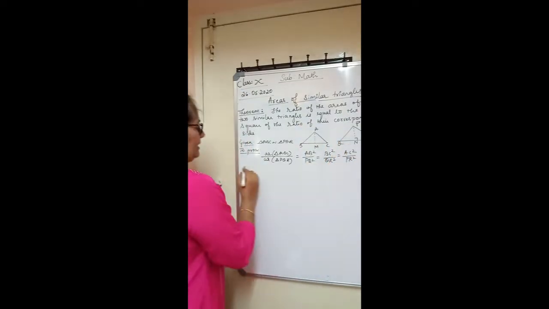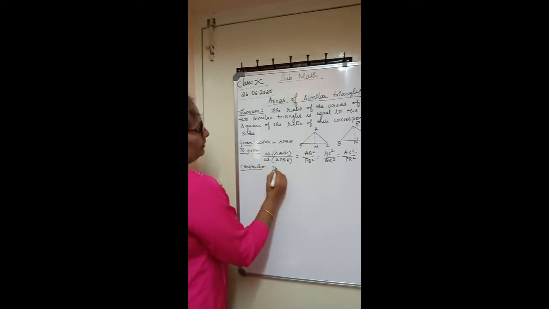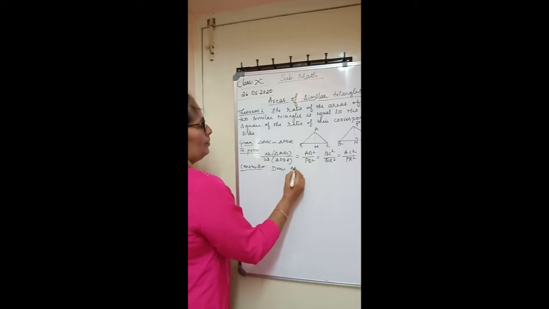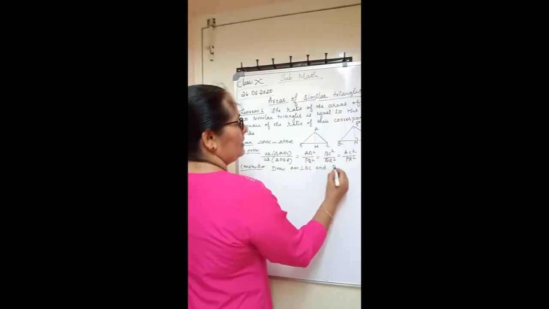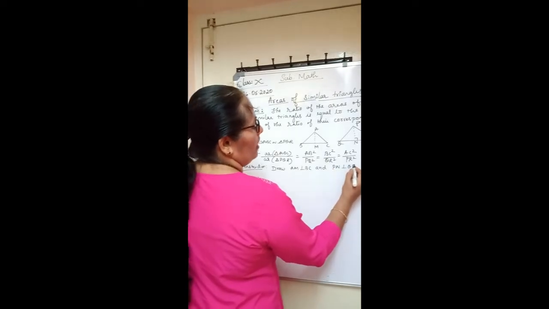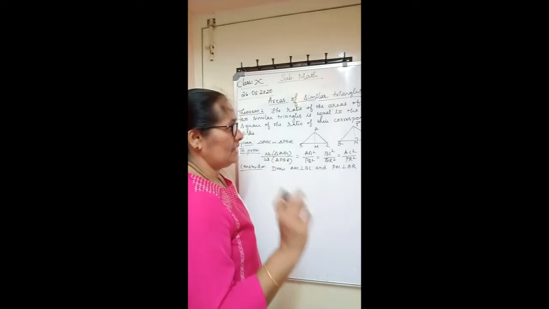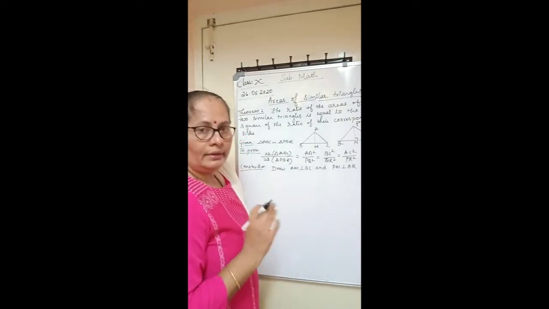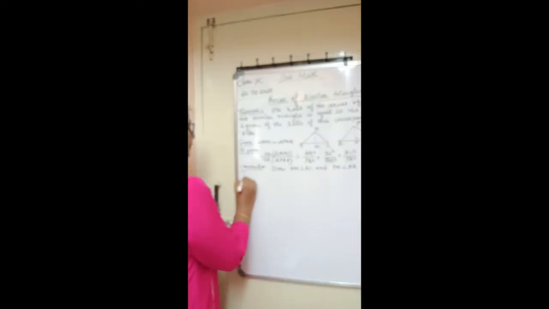So construct: draw AM perpendicular to BC and PN perpendicular to QR. Draw perpendiculars for both the triangles ABC and PQR. Now we can apply the area formula. Now, proof.